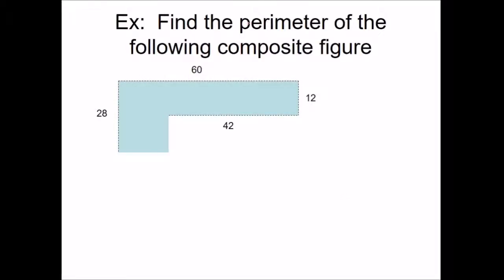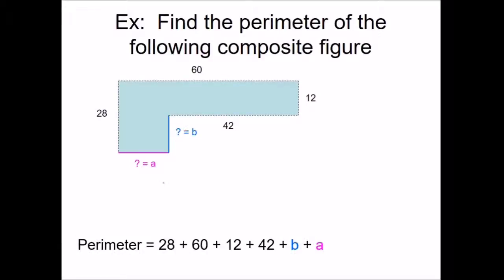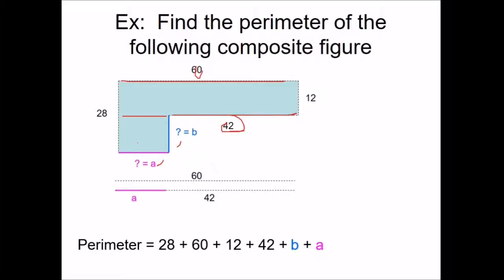Now we have to find the perimeter of this composite figure. What are you going to do? Many things are given here. This is not known, this is not known. So the perimeter is 28 plus 16 plus 12 plus 42 plus A plus B. We don't know A and B. What is this length? This is 60. What is this length? This is 42. So A will be 60 minus 42, which is 18.